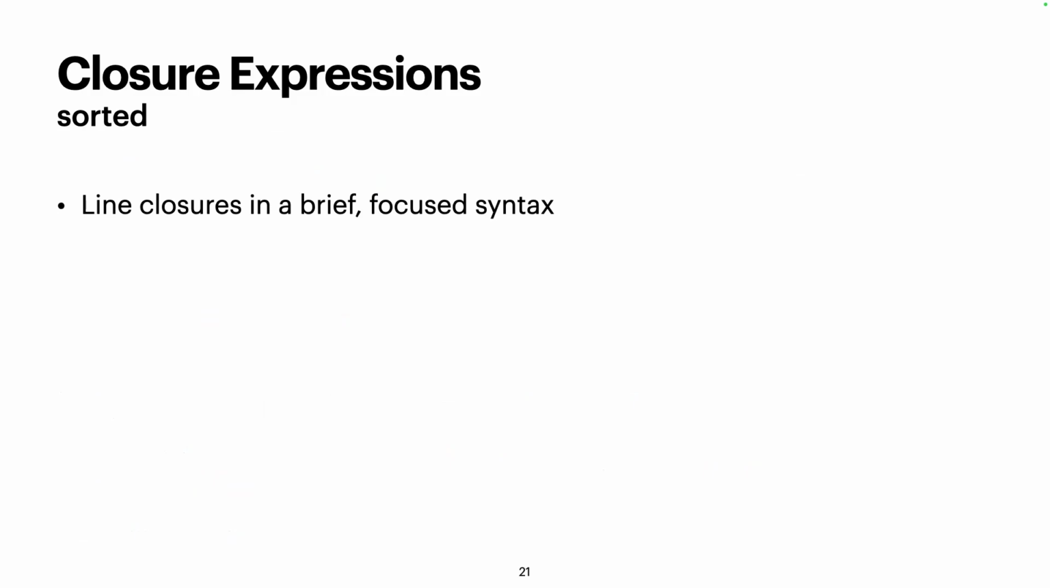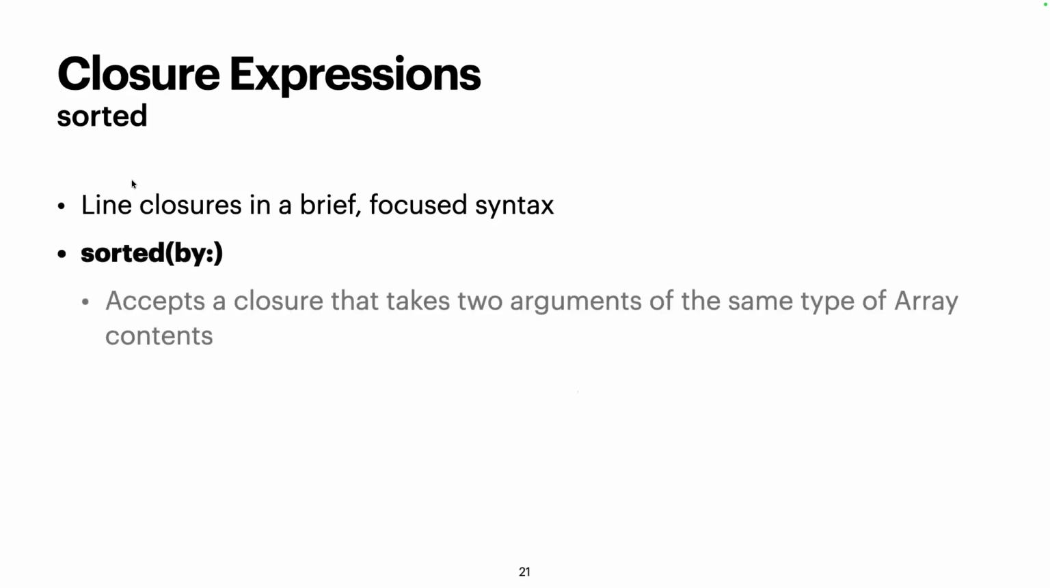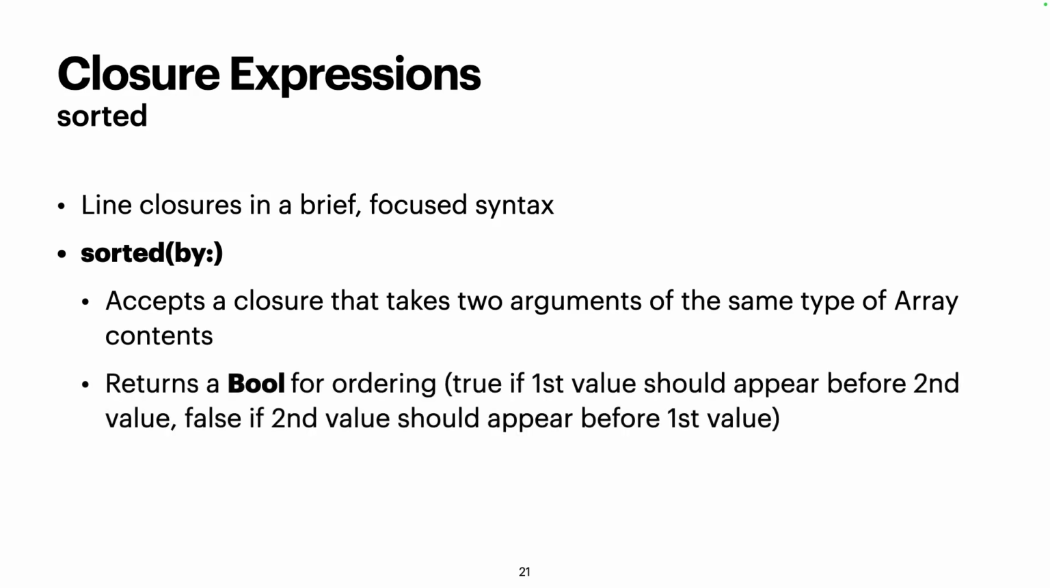One really common closure usage is with sorted. The syntax that we use for sorted is the third case, sort of like a lambda in Python. It's written in a really brief and focused syntax. So sorted takes in an argument that accepts a closure, basically a function. Remember, again, a closure is basically a special function. It accepts a closure that takes in two arguments of the same type as the array contents, and it returns a Boolean for ordering.